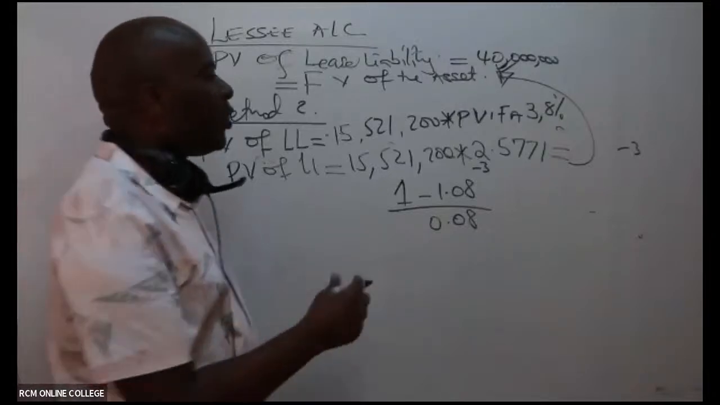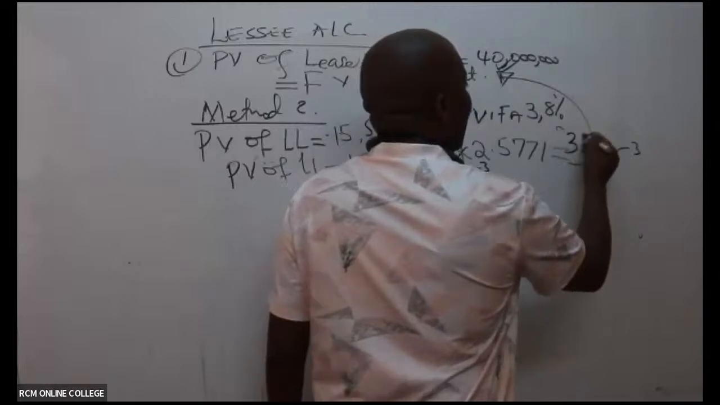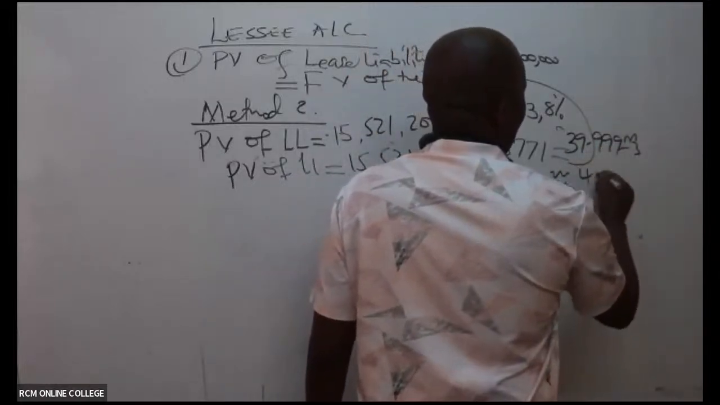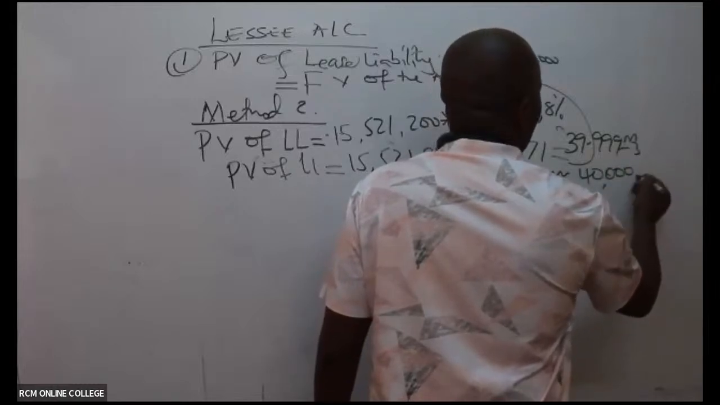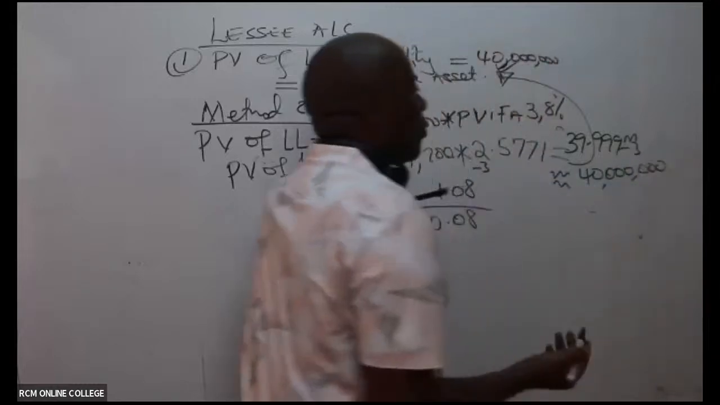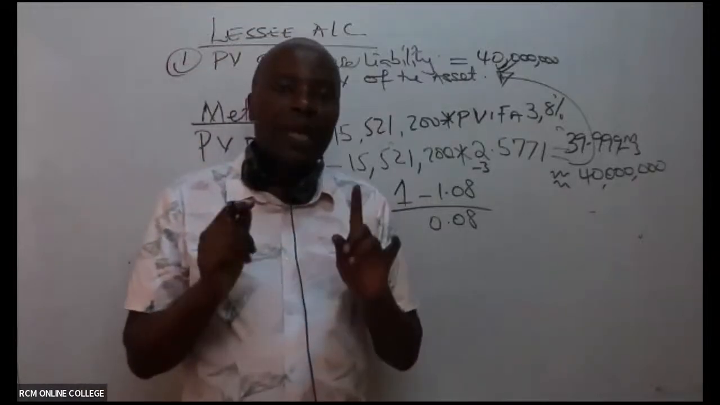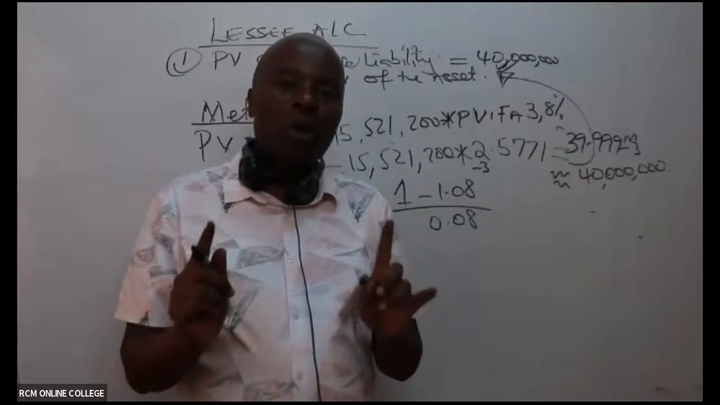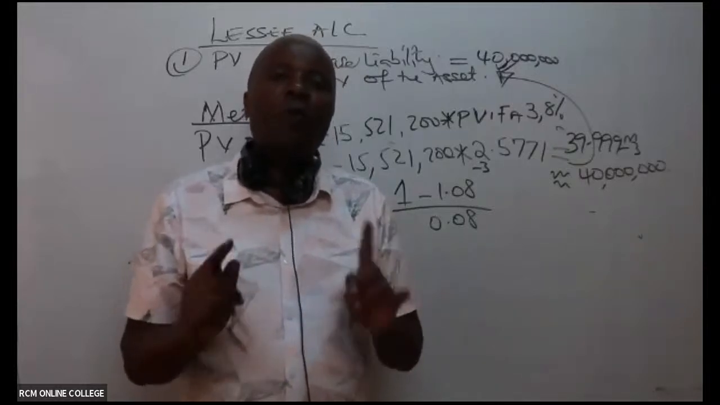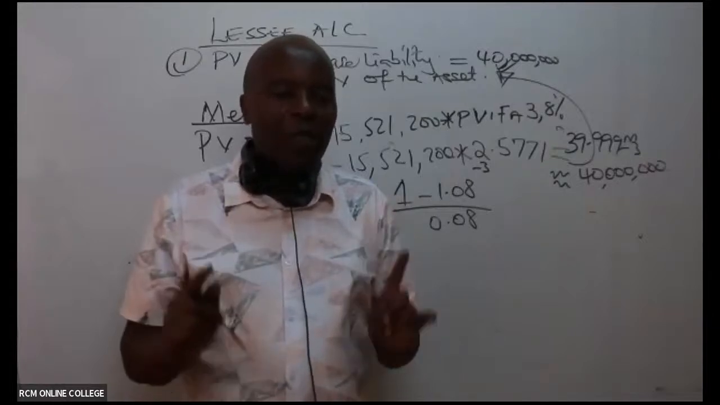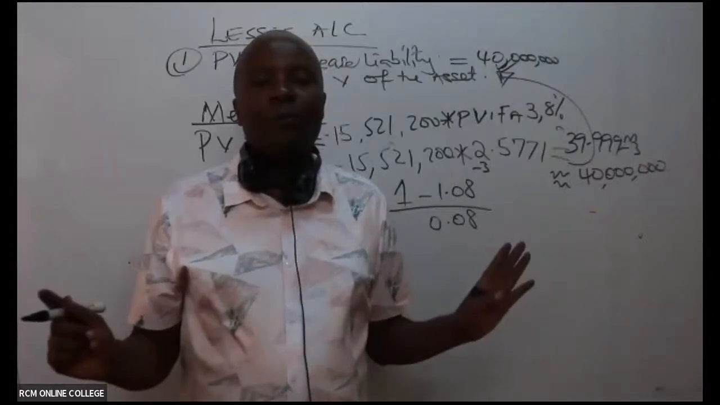So we are getting, ladies and gentlemen, that this is 39.999 or whatever million, which of course we shall be able to take to be approximately 40 million, because we appreciate the fact that the present value of lease liability will always be equal to fair value.